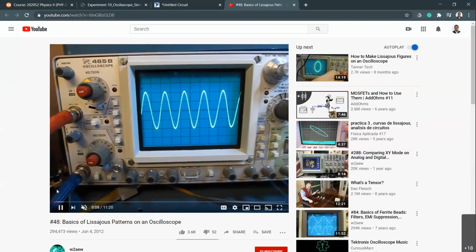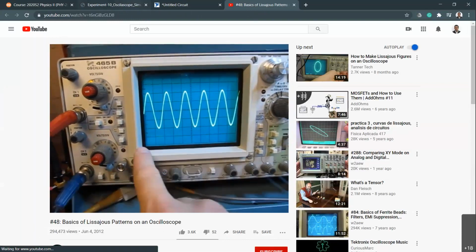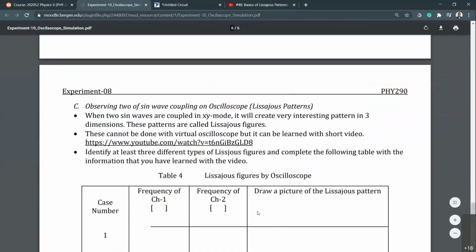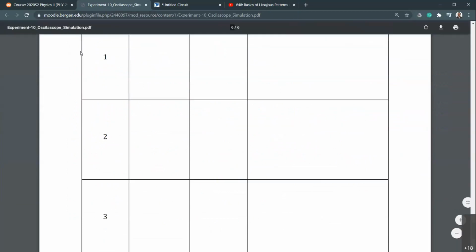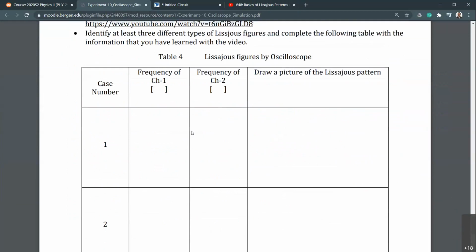Okay, what you have to do is observe this YouTube video and observe at least 3 different Lissajous patterns. You can see table number 3. It says 1, 2, 3, which means you have to observe at least 3 different Lissajous patterns and either take a picture or a screenshot directly from that video, put it here, and then give the information. What is the frequency on channel number 1 he's applying? What is the frequency of channel number 2? What's the pattern he's observing? That's just the observation, and then put the information here. I'll let you try that later when you're doing the report.